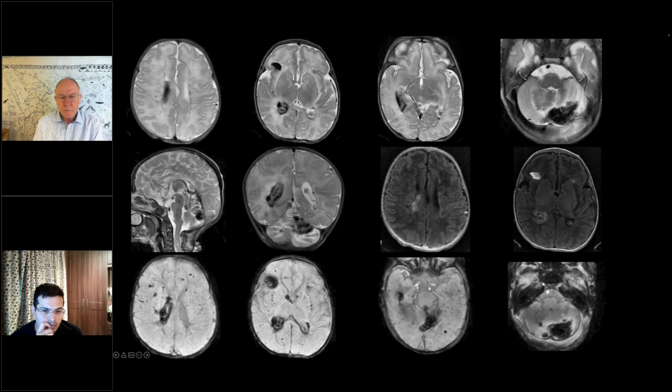There's also cerebellar hemorrhage. If you come down to the SWI sequences, the hemorrhages are more prominent, and you can appreciate the multiple microhemorrhagic foci in the bilateral cerebral hemispheres. The right lateral ventricle demonstrates intraventricular hemorrhage, and also the vermis and the cerebellar hemispheres on both sides have these hemorrhagic foci.